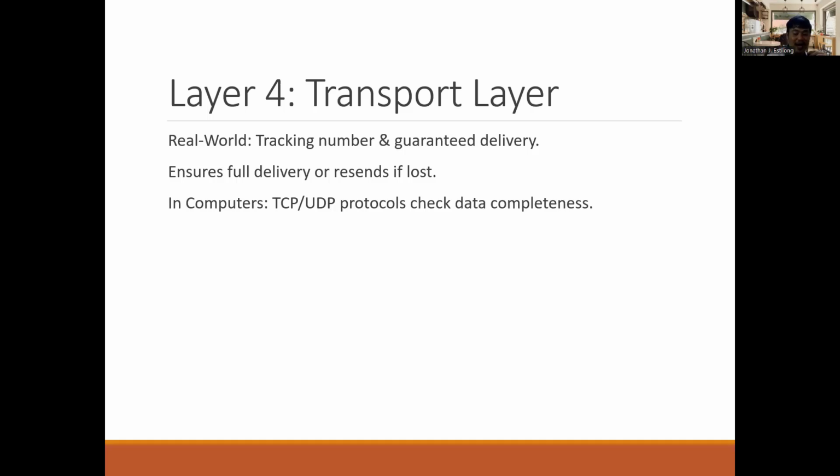Like in computers, this is handled by TCP, the Transmission Control Protocol, which guarantees all data arrives in order. UDP, or the User Datagram Protocol, is faster but doesn't guarantee delivery. This is used in online games or video calls.